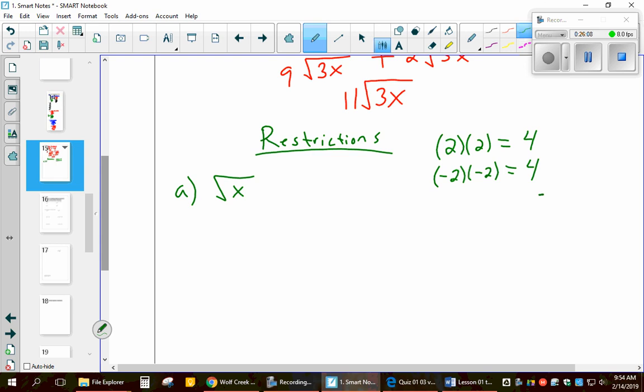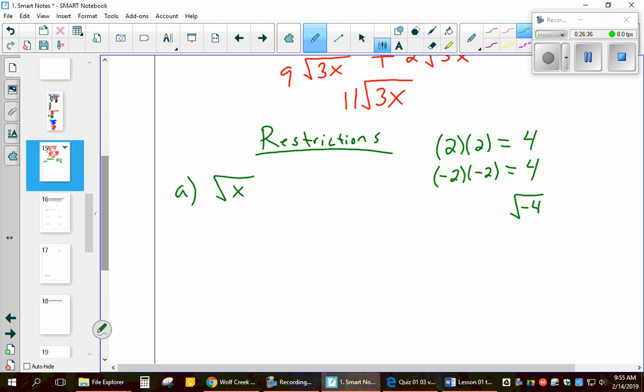But what could it even mean to say the square root of negative 4? That means you'd have to multiply some number by itself, and it would give you a negative number. That never happens. You can't take a positive number times a positive number and get a negative, and you can't take a negative number times a negative number and get a negative. You'll always get a positive. So the square root of a negative number, we say that's off limits. It doesn't make any sense.